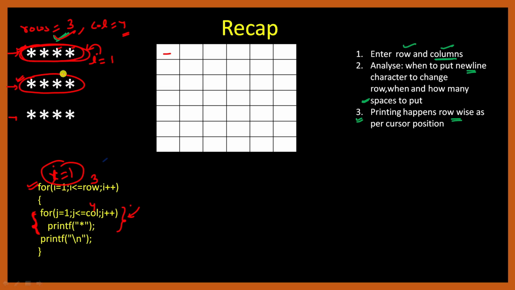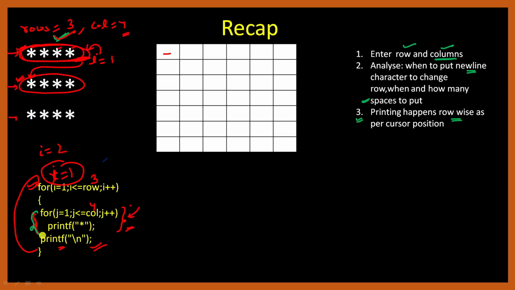See, after printing the 4 stars, after this loop, my cursor will be something here, right? Then we want to change this cursor to here. That's why I have to put this new line. So before going to I equal to 2, I was saying print slash n. That means move this cursor here. And then after moving this cursor, I equal to 2.